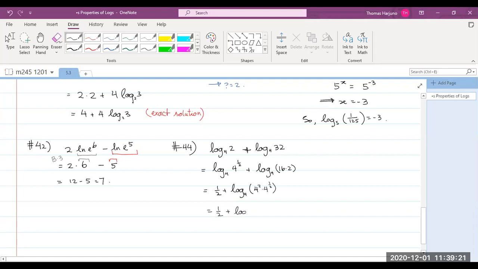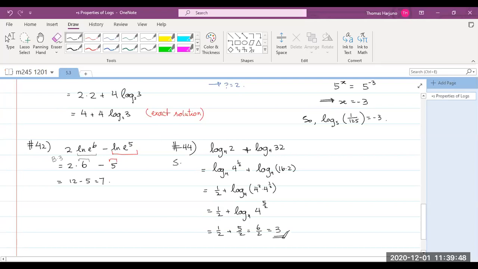That's log base 4 of 4 to the power of 2 plus 1/2, which is 5/2. So the second term simplifies to be 5/2. That's 6 over 2, which is 3.